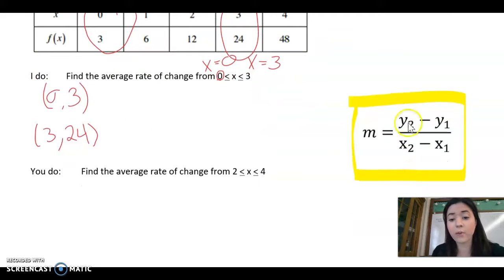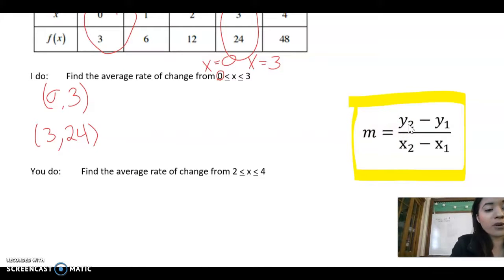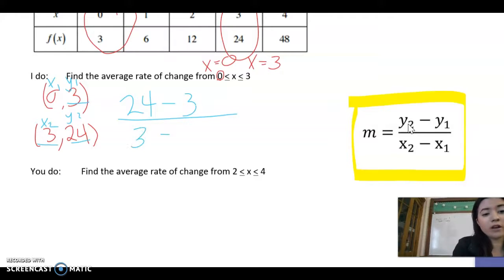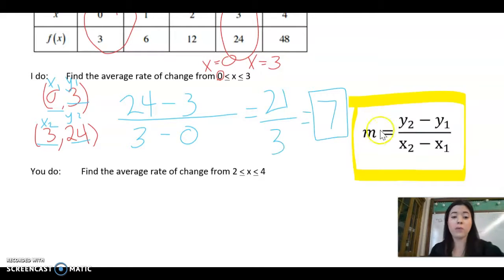Now we're going to plug them into the formula. So just like the past, I'm going to go ahead and label these. So 0 was my first point, so we'll say that's x1, y1. 3 is x2, y2. So y2 is 24, y1 is 3, x2 is 3, x1 is 0. So 24 minus 3 is 21, 3 minus 0 is 3, 21 divided by 3 equals 7. So we would say my average rate of change from 0 to 3 is 7.